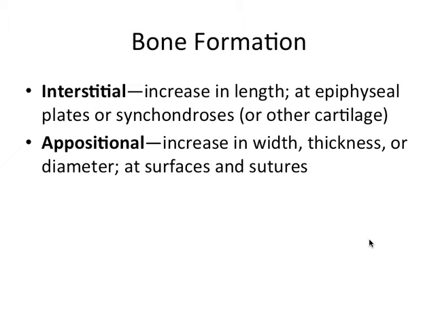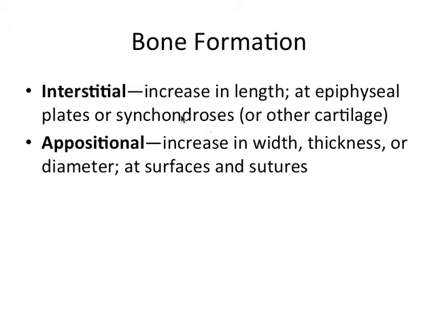And then I wanted to throw out these two terms. This is completely separate from the methods of bone formation, the endochondral and intramembranous. These terms more refer to how bone is formed. So interstitial, think an increase in length. So a humerus is getting longer at its epiphyseal plates because an epiphyseal growth plate is growing in one direction, so it's increasing the length of a bone.